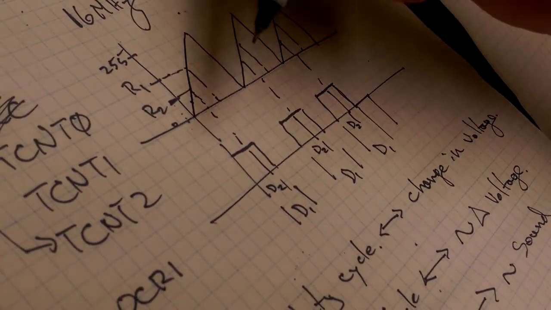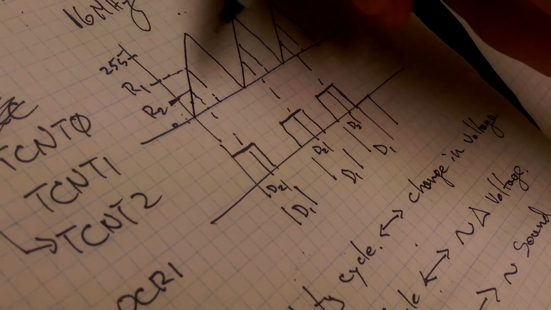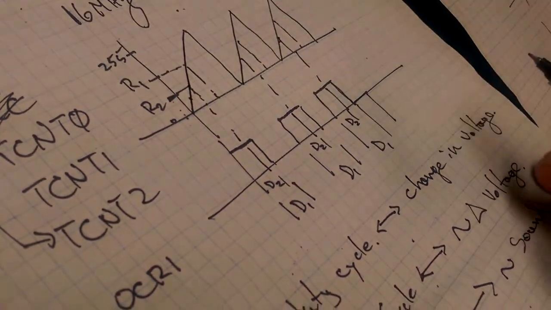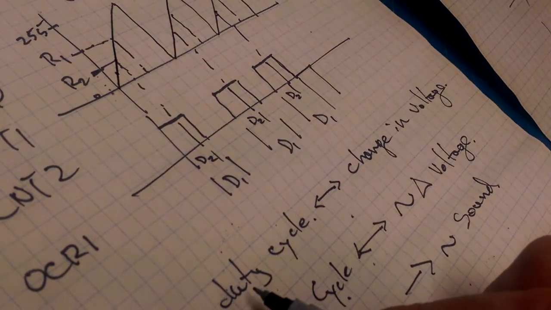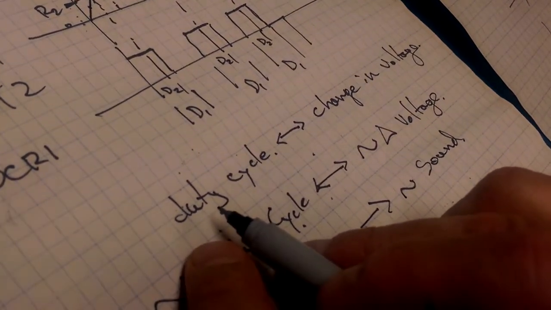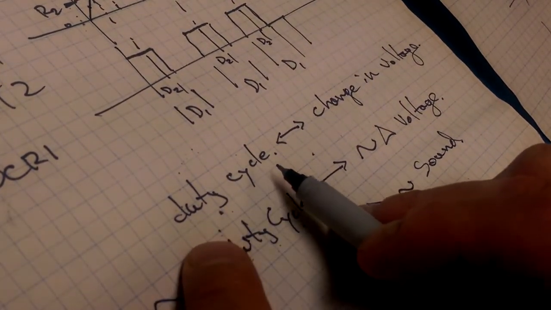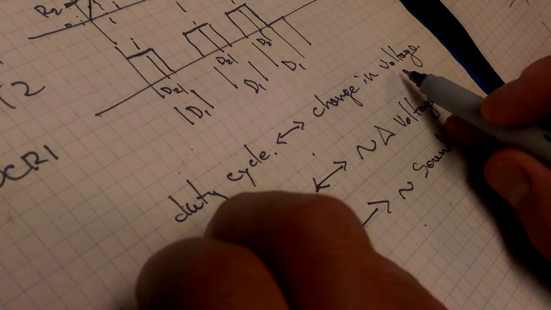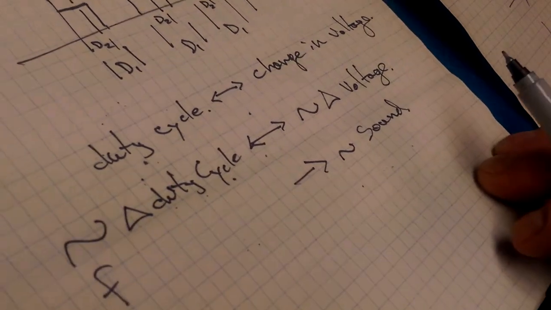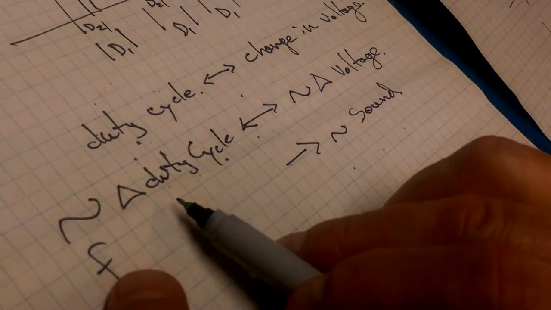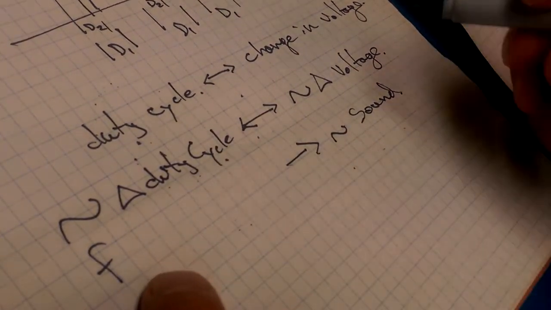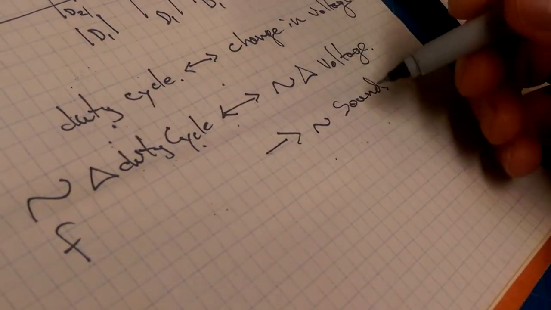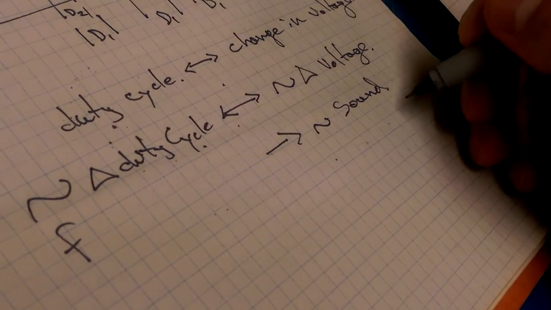One more time. By using some magic of timers inside of our Arduino, we can have an adjustable duty cycle at any given point in time, and that corresponds to a particular voltage. So adjust the duty cycle, we're adjusting the voltage. If we modulate now our adjusted duty cycle, we're going to be able to modulate the voltage, and modulating the voltage is equal to producing sound.